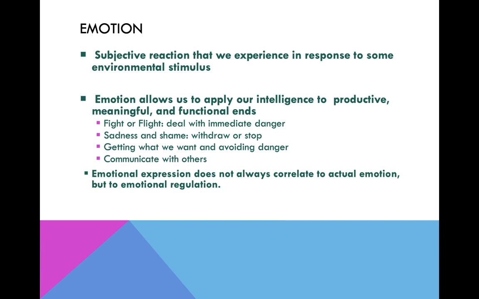Sadness, for example, allows us to withdraw from something or to stop and reflect, right? Happiness allows us to communicate to the world that everything is fine, and communicate with others, right? And emotion in general allows us to communicate with others and allows us to help get what we want, to avoid danger, and to essentially just relay information.